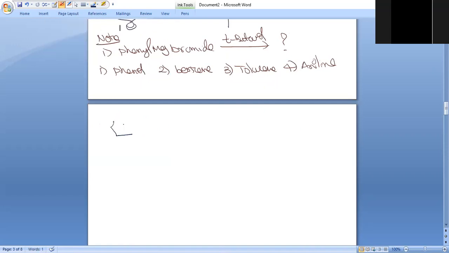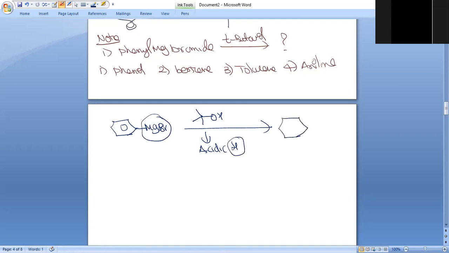First the structure: phenyl magnesium bromide. Tertiary butyl alcohol means OH, right? It contains acidic hydrogen, right? Yes, sir. So in that case, what happens? This MgBr is replaced by this hydrogen. You'll get like this. This is nothing but benzene. Clear? When benzene is a substituent, we use the word phenyl. Phenyl is different and phenol is different. Don't go with the first option.